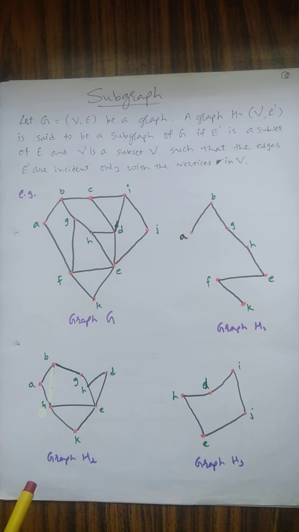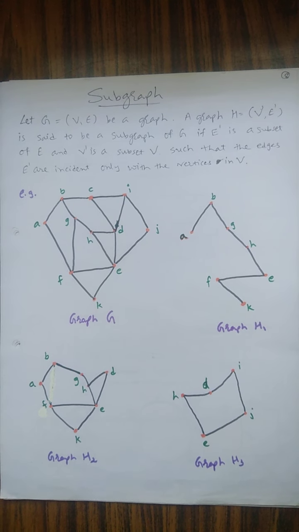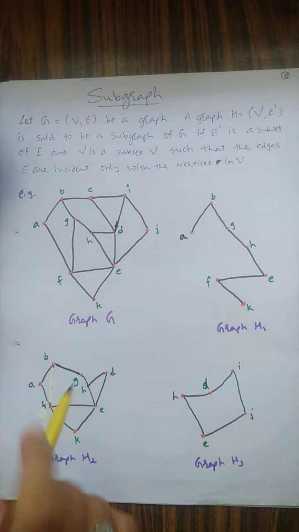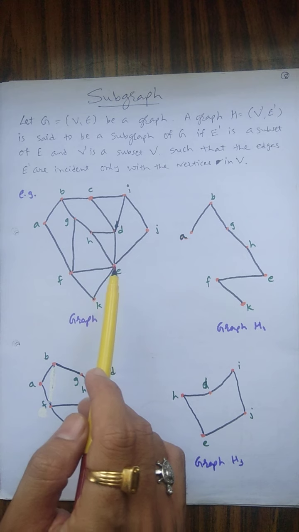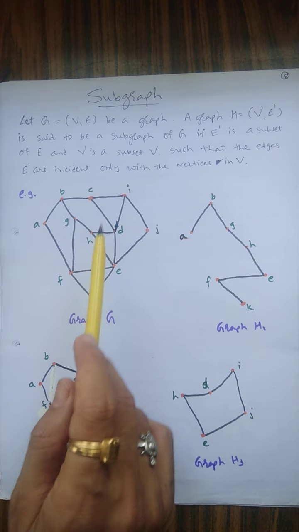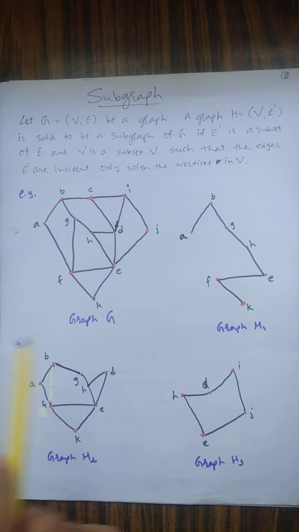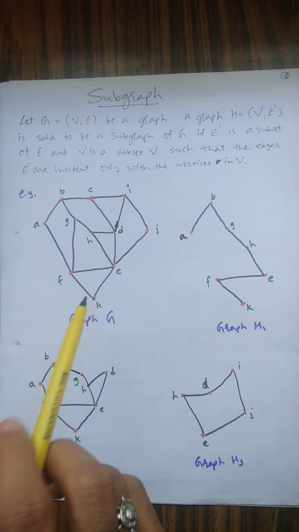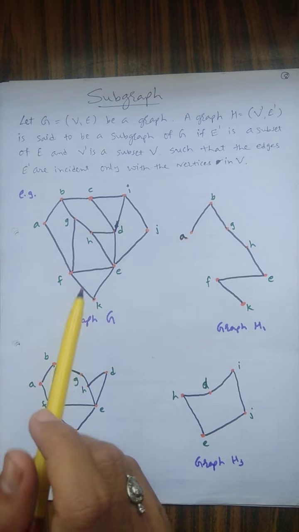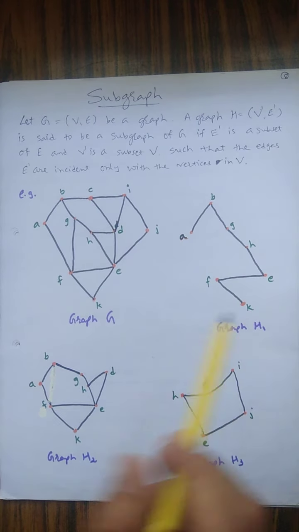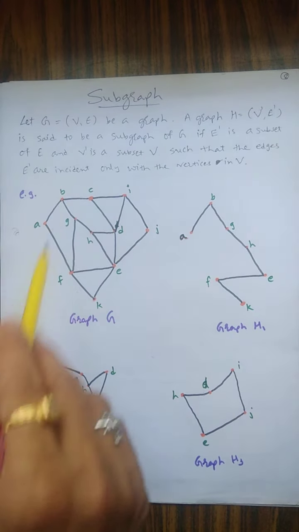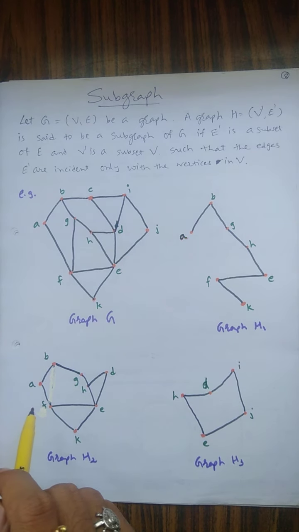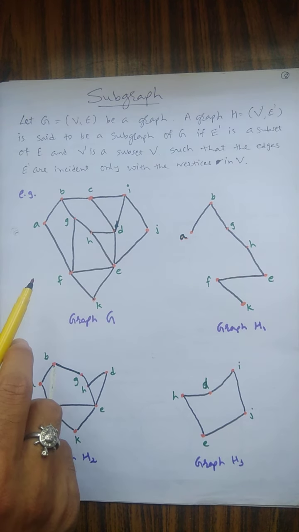I am taking here one graph G, and this is my graph. In this graph we have the vertices A, B, C, D, E, F, G, H, I, J, K. If I take some vertices from this, A, B, G, H, E, F and K, only these vertices, I call it graph H1. Now look at it here. All these vertices are a part of these vertices, and all the edges are also incident on them.